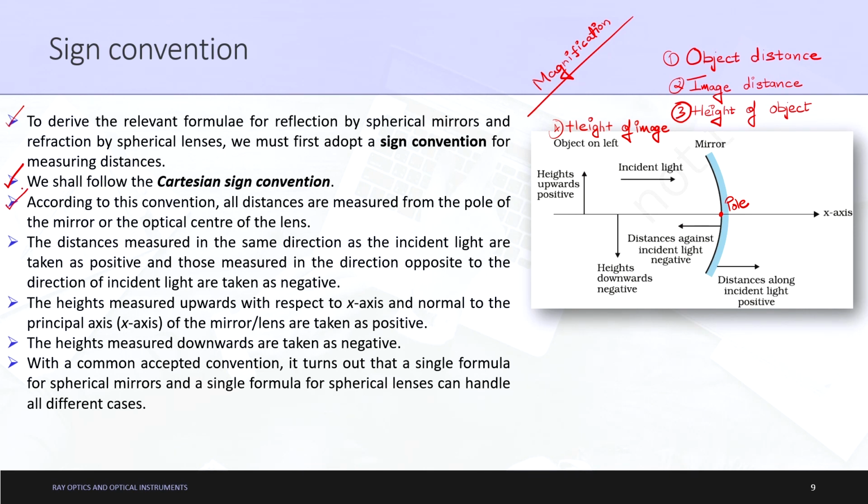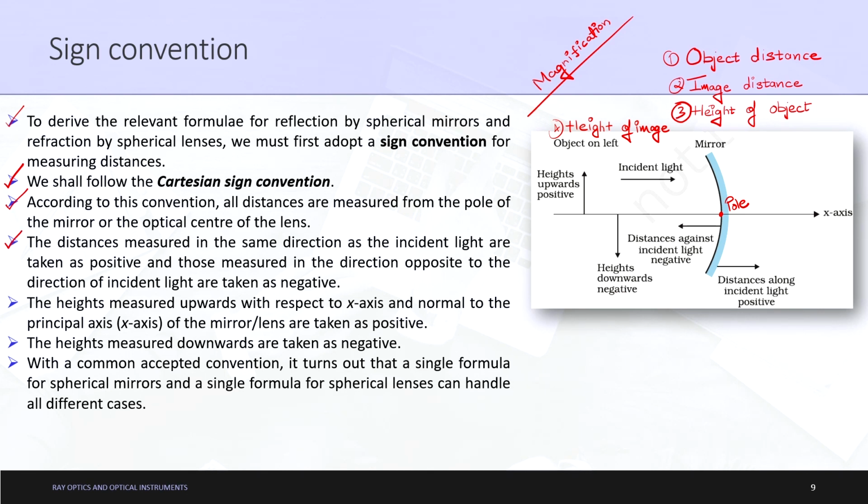Next, distances measured in the same direction as the incident light are taken as positive, so please look over here carefully now. Those measured in the direction opposite to the direction of incident light are taken as negative. Let us suppose this is the direction of incident light. If we are moving in this direction, then it is negative, and if you are moving in this direction, then these are taken as positive. So where was I? Distances measured in the same direction as the incident light are positive, and those measured in the opposite direction are negative. Okay, this has been explained.